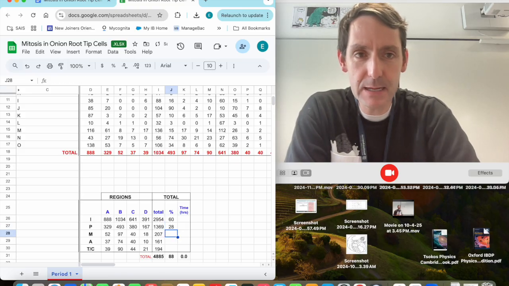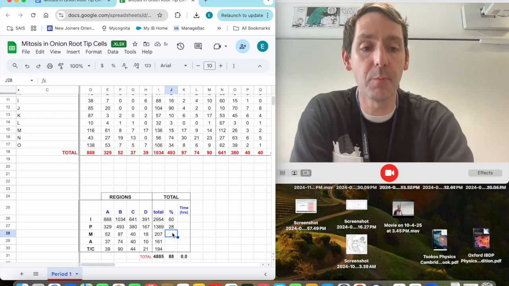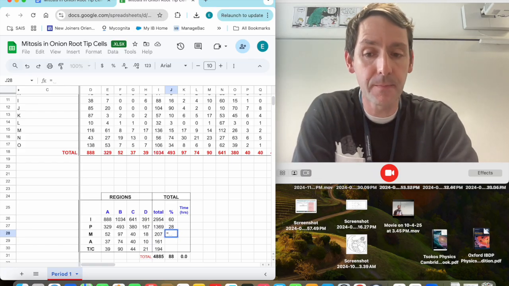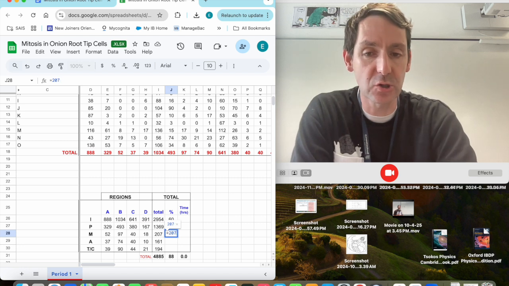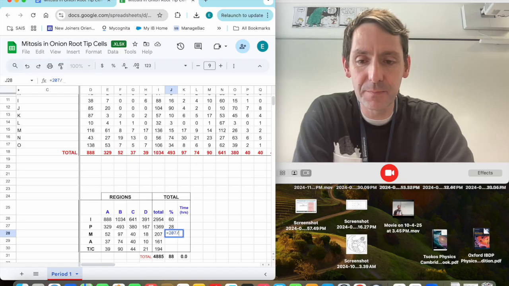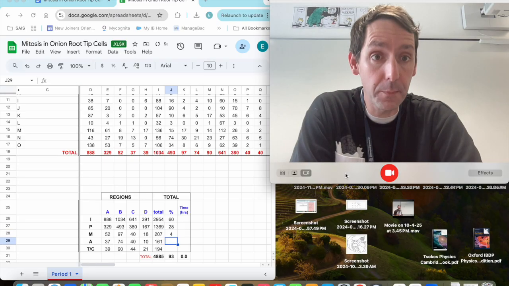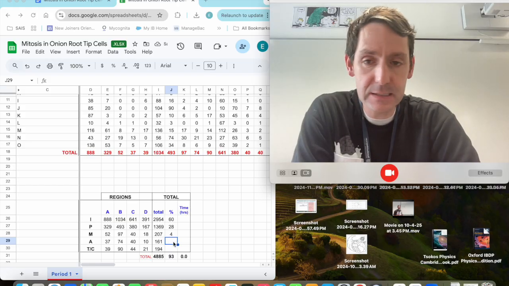And I know somebody's saying, Mr. Bauer, there's an easy way to do that on the spreadsheet. I know there's an easier way to do it, but I want to make sure that anybody watching understands what I'm doing here. So no special spreadsheet stuff. I'll teach a spreadsheet another day. 207 divided by 4885 times 100. And 4% there for the metaphase.